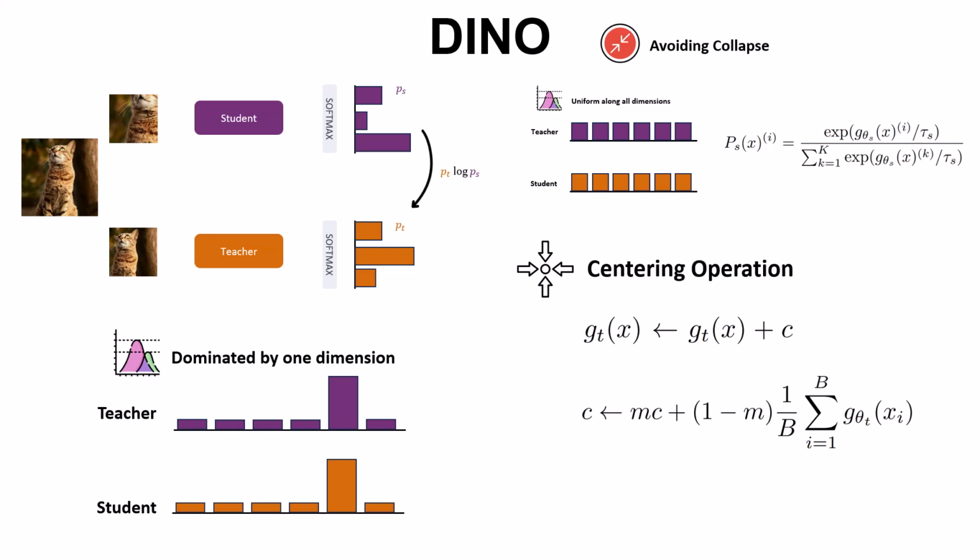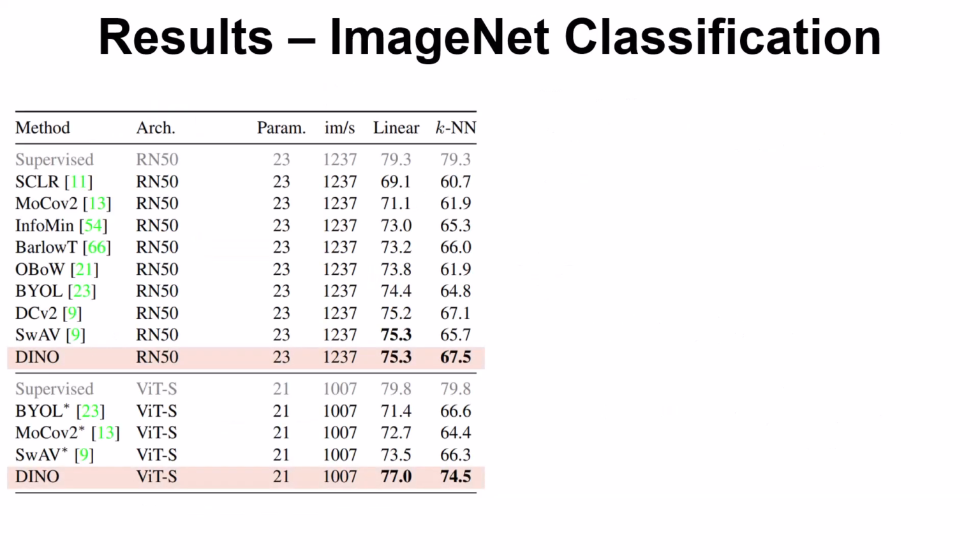And yeah, that's the whole idea behind DINO, and now we can just talk about the results. So the first result is about image classification. Here in this table, we want to compare DINO with other self-supervised approaches when they all use the same architecture as their backbone, which are ResNet 50 and ViT small.